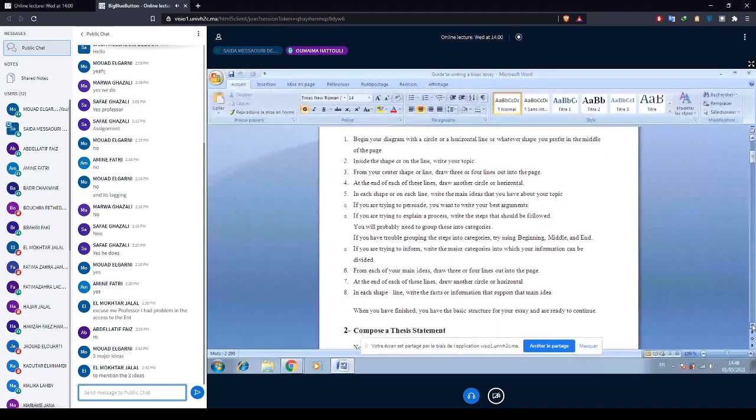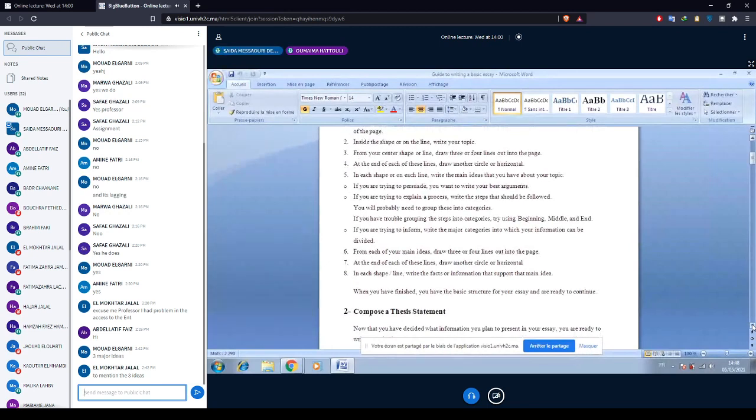Yes, in the outline, we always start with the introduction. So my question is, in our plan, if we didn't mention the attention grabber and the thesis statement, what are we going to mention? What is important in the plan is the 3 major ideas with the developing ideas.